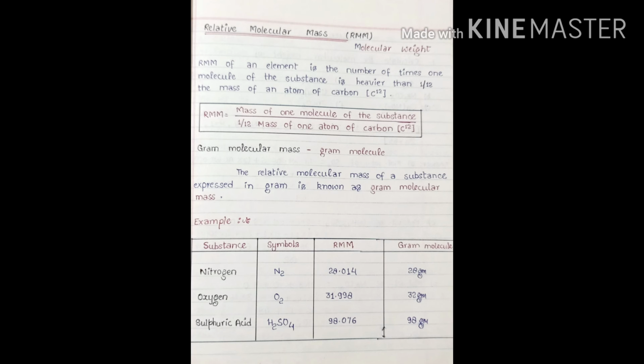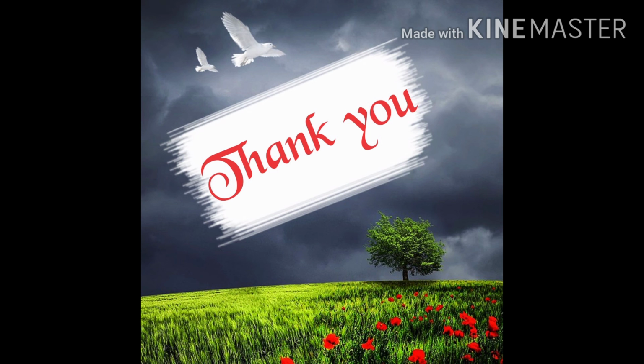Gram molecular mass. The relative molecular mass of a substance when expressed in gram is known as gram molecular mass. For example, the RMM, relative molecular mass, of nitrogen is 28.014, but in gram molecule it is 28 gram.